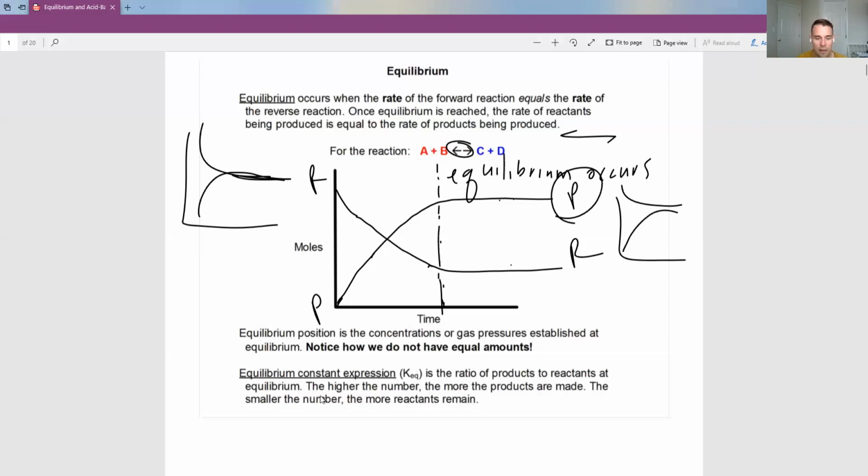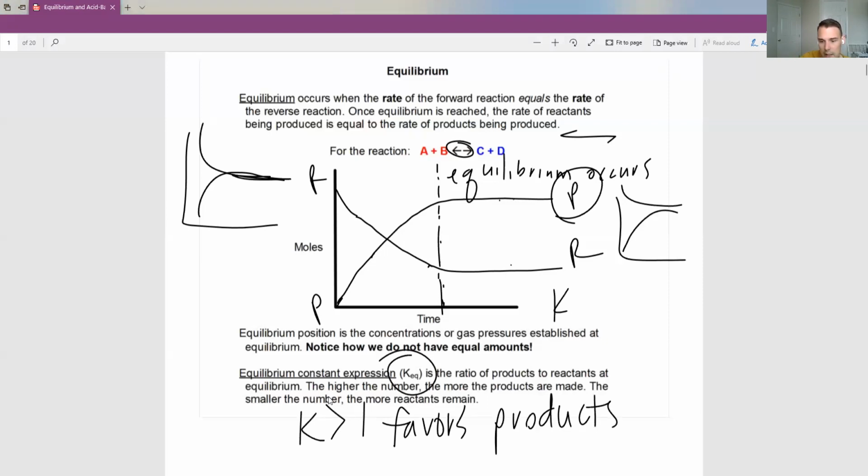So equilibrium constant expressions, which is a KEQ, is the ratio of products to reactants at equilibrium. The higher the number, the more the products are made. The smaller the number, the more reactants remain. So if K is greater than 1, it favors the products. If K is less than 1, it favors the reactants. And usually we would want more products. So we want Ks that are greater than 1.